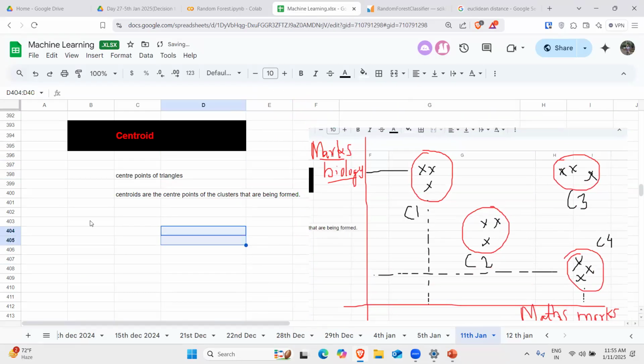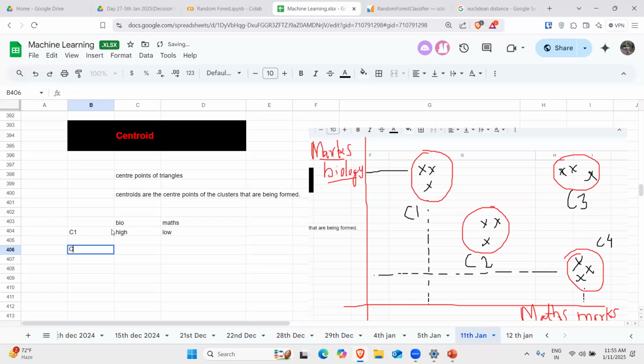Right? Okay. Chalo. So C1 is, what is that? High marks. Or instead of that, let's do one thing. Let us write on bio, maths. Marks is high, marks is low.